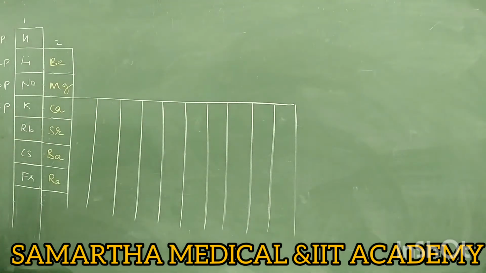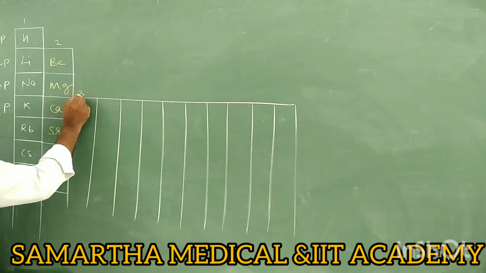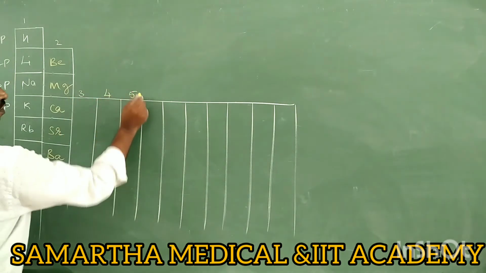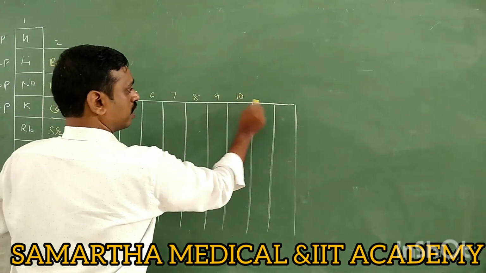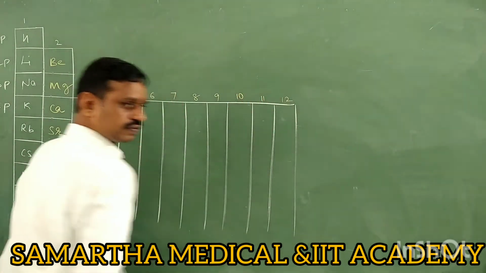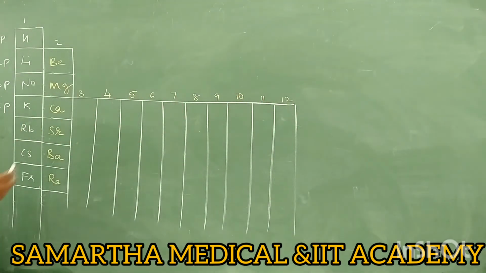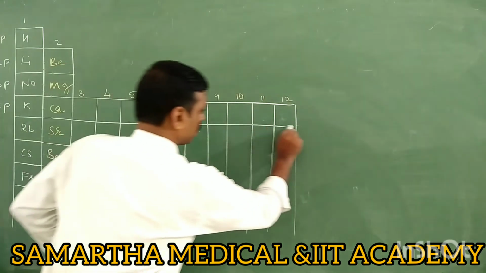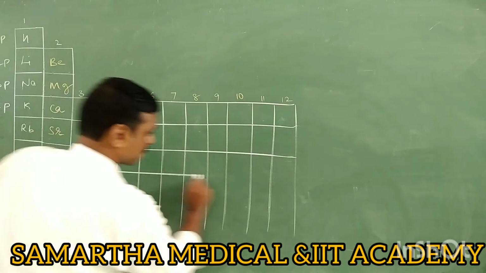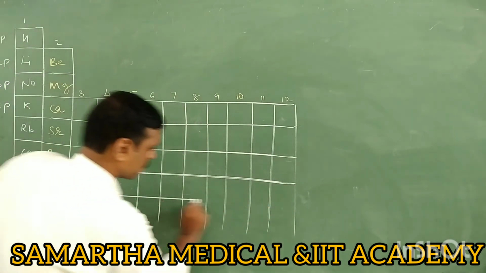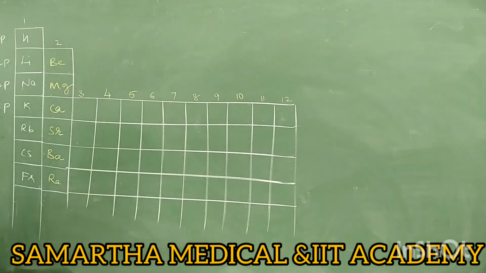Okay, D block, there are 10 groups. It is a third group, fourth, fifth, sixth, 7th, 8th, 9th, 10th, 11th, 12th. Next. In D block also, you must remember the elements group wise only. You should remember group wise.